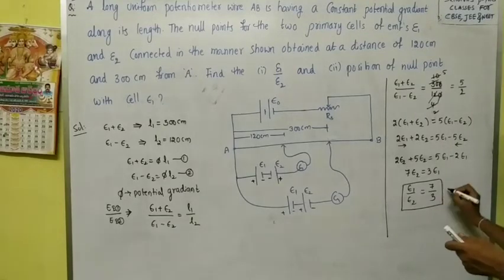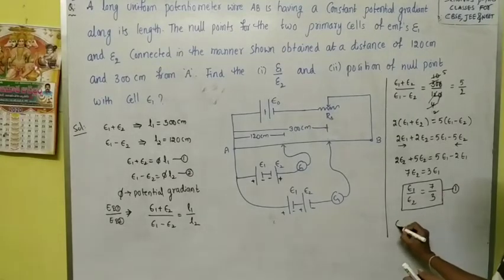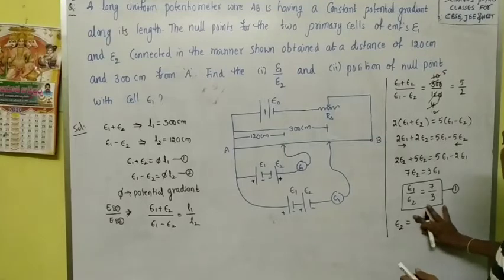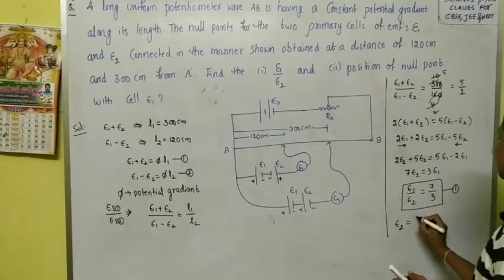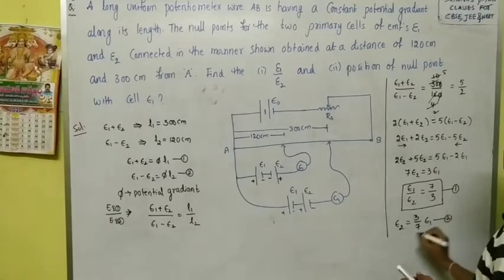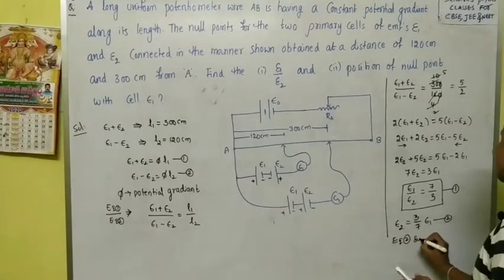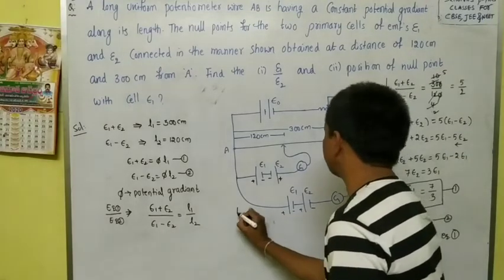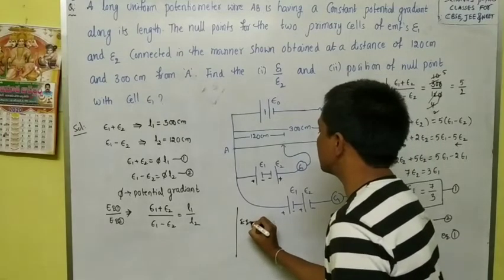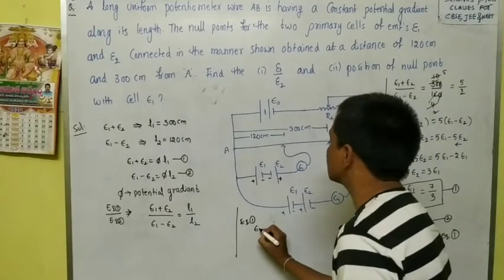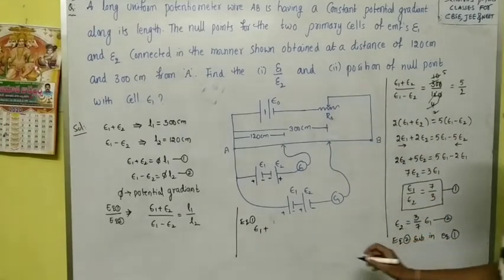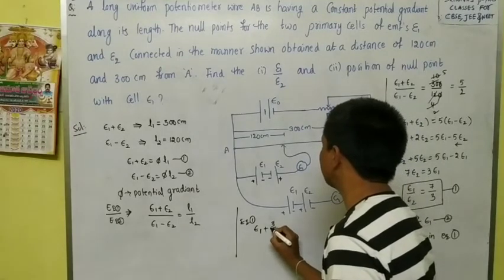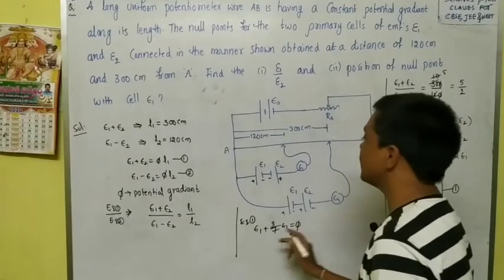This is equation 1, and from here we write the E2 formula. E2 is equal to, from this, 3 by 7 into E1. This is equation 2, substituted in equation 1. If you substitute in equation 1, what you will get? Equation 1 is E1 plus E2, and E2 we write as 3 by 7 E1, is equal to 5 L1.